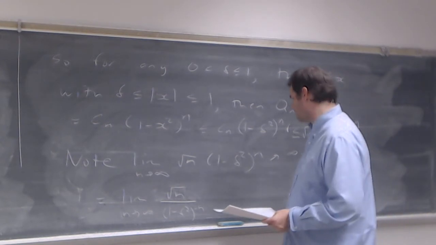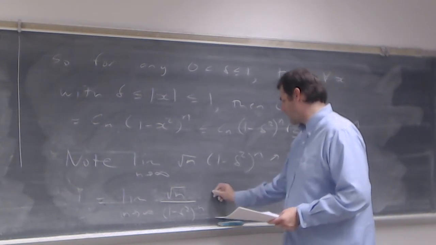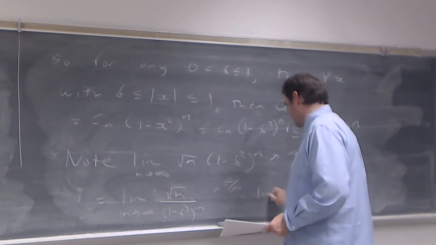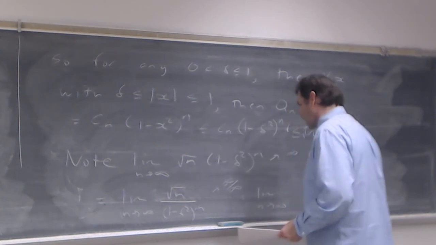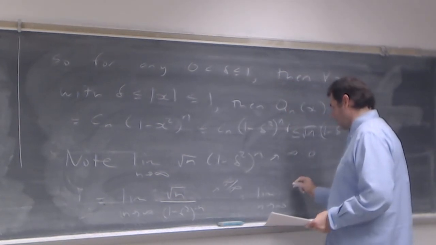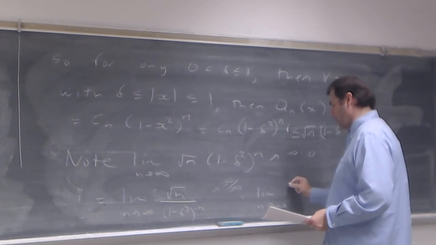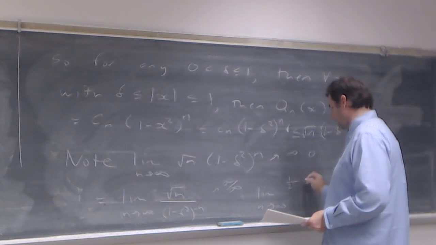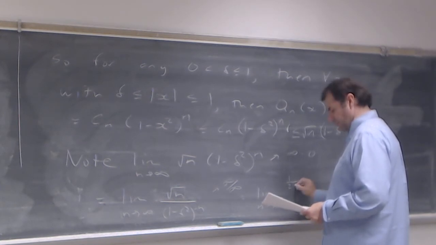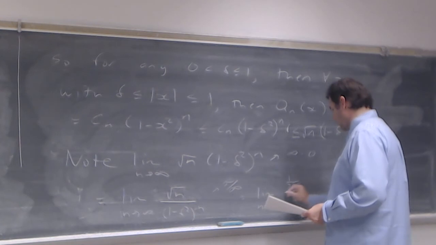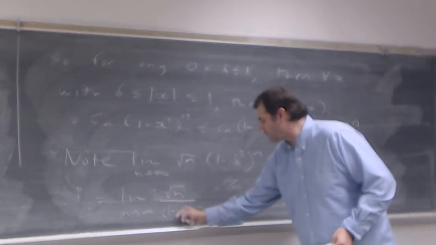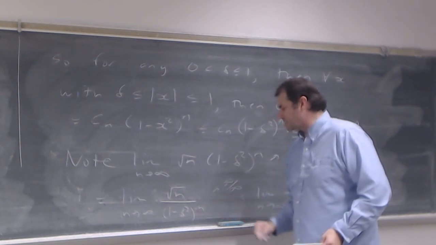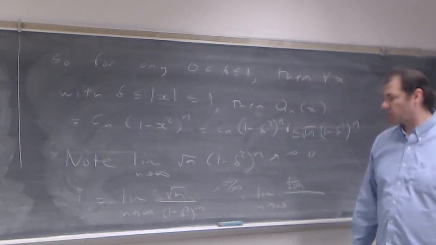Now, this ends up being an infinity over infinity form, and so we can use L'Hopital's rule. And so this is the limit as n goes to infinity. This is going to be 1/2 times n raised to minus 1/2, that's the derivative of the square root of n here in the top, over the derivative of (1 minus delta squared) raised to the minus n, taking the derivative with respect to n.